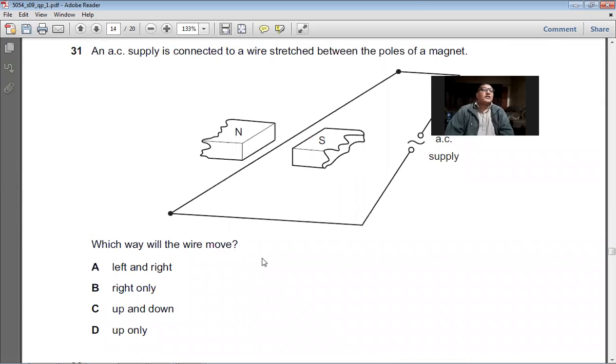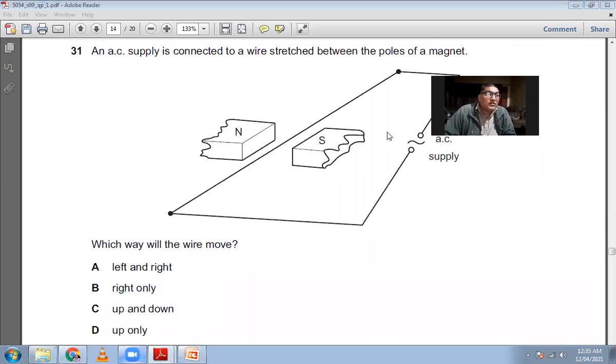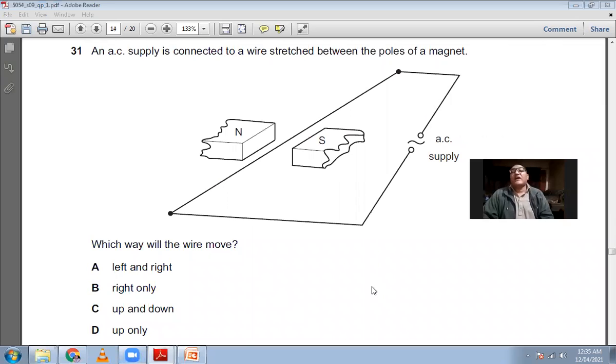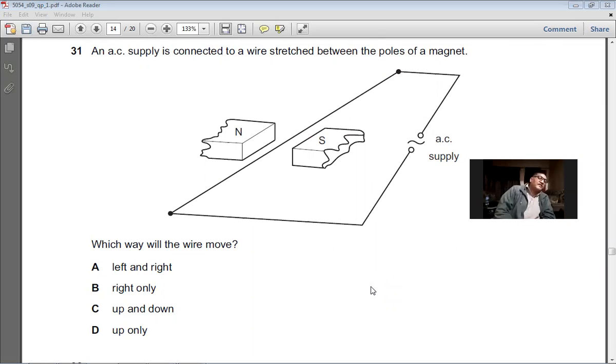Here we go. An AC supply is connected to a wire stretched between the poles of a magnet. Which way will the wire move? So here's alternating current, so you can use the left hand rule. You can see that I have stretched my fingers. This is the left hand rule. This is F, this is M, this is C. FMC, FMC, remember this code.